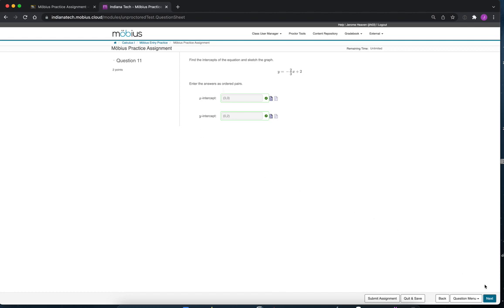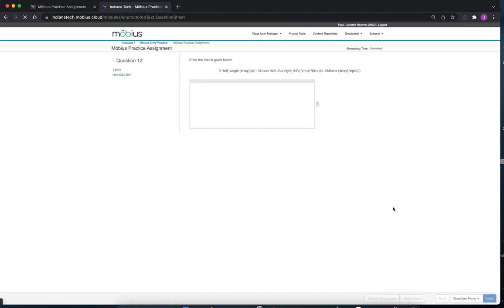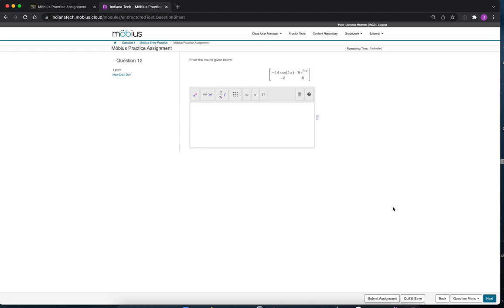All right, so let's go to question 12. And this one is a matrix. In some courses, the questions will use a lot of matrices. So how do we enter a matrix? Well, basically a matrix, you can think of it as a grid, and this grid has 2 rows and 2 columns. So this is called a 2 by 2 matrix.